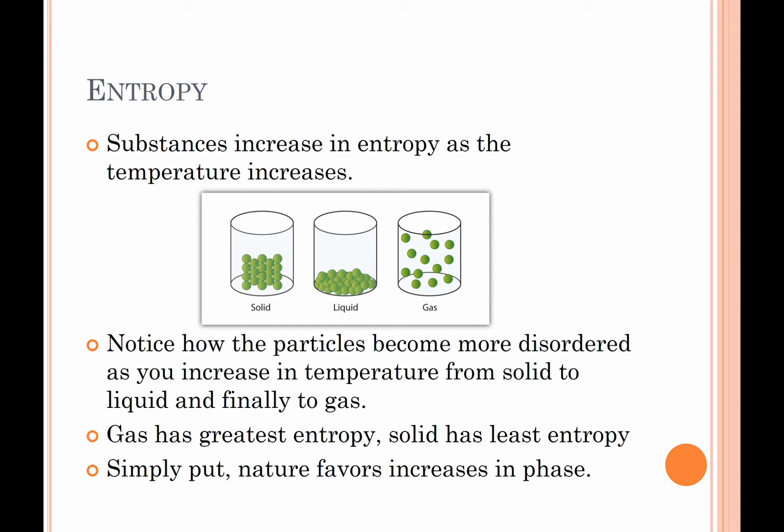Solids are very neatly lined up, right next to each other, all in a nice neat little row. Liquids are getting more disordered. They're still touching each other, but they can move around each other. They're not quite as ordered. The gas is completely disordered. There's no order there. They're all over the place, never staying in one spot, never staying next to their neighbor. So gas has the greatest entropy or the most disorder.